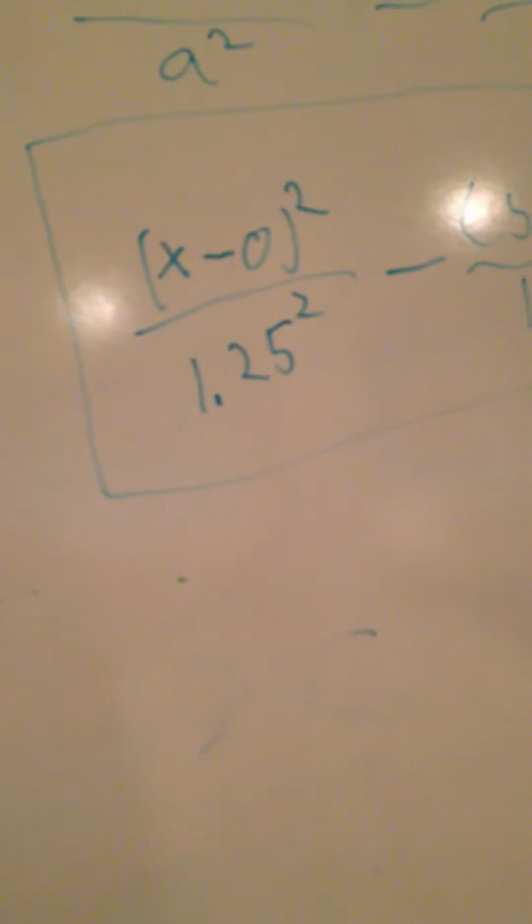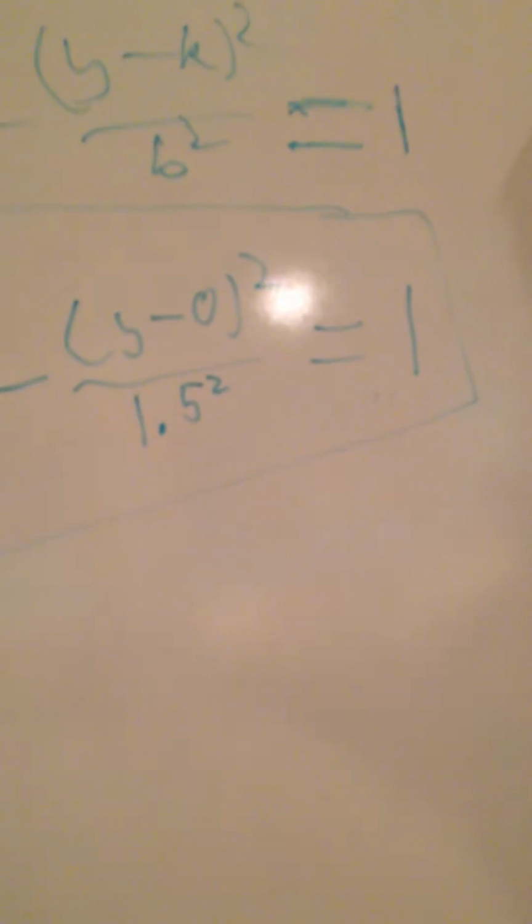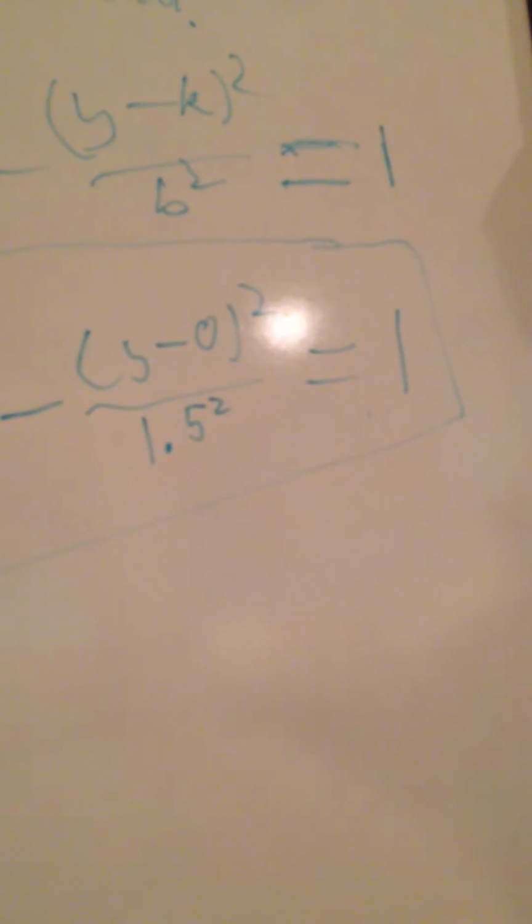Alright, so the formula for that hyperbola was (x minus 0) squared over 1.25 squared minus (y minus 0) squared over 1.5 squared is equal to 1. And make sure if you graph it in Desmos, you have the equal to 1, or else the graph won't work.